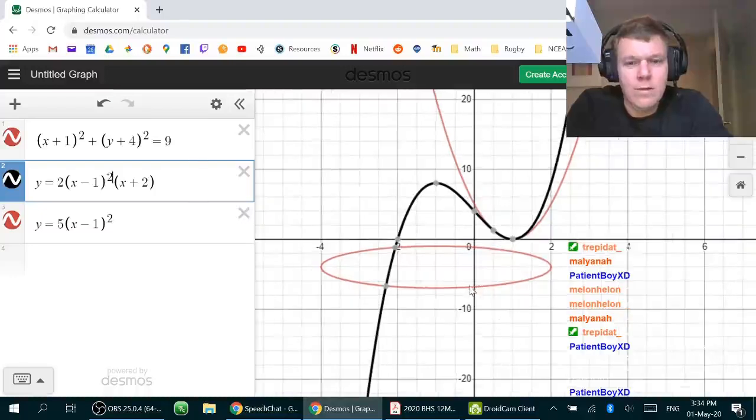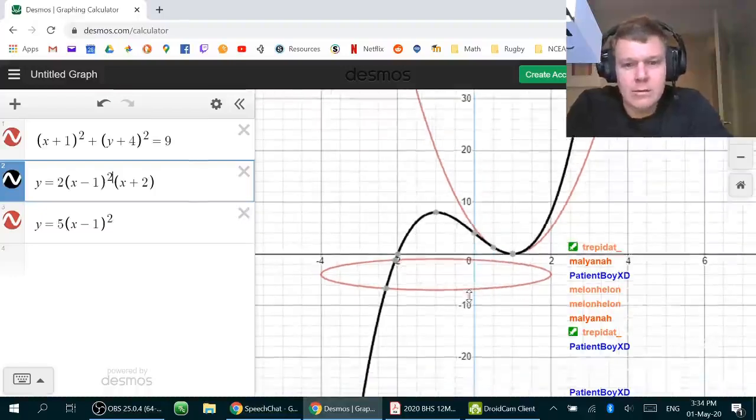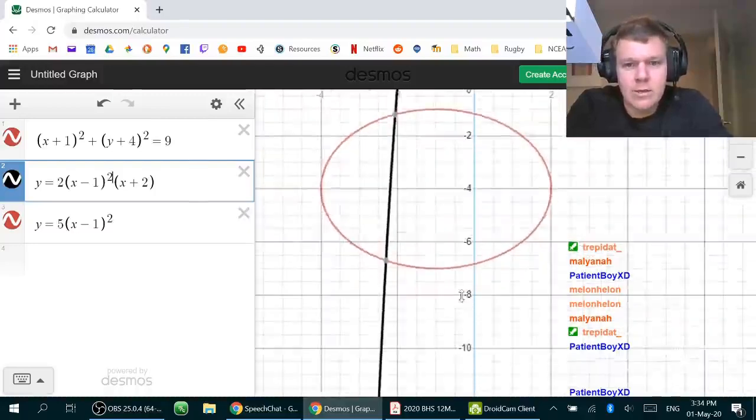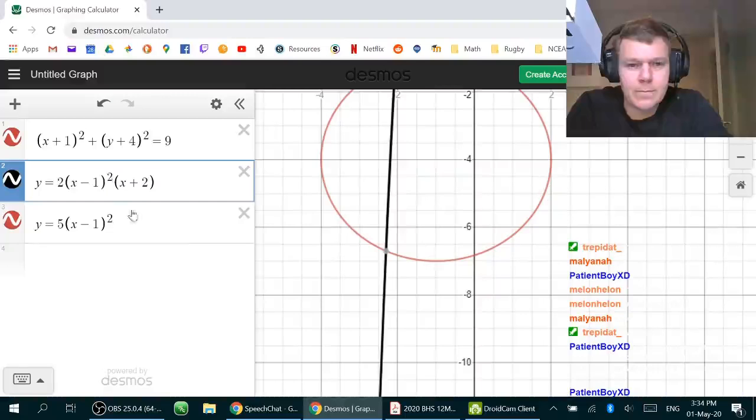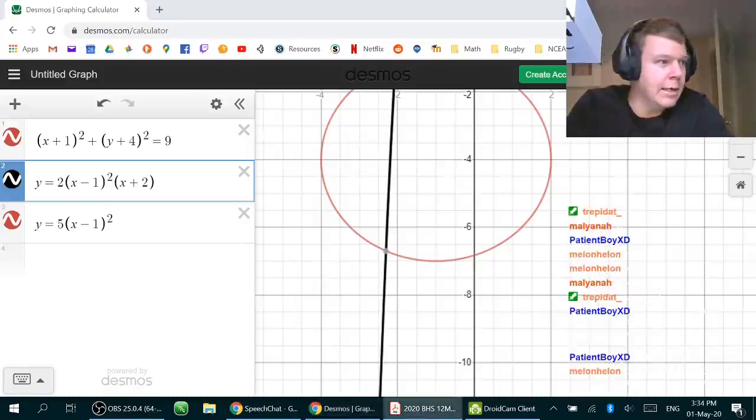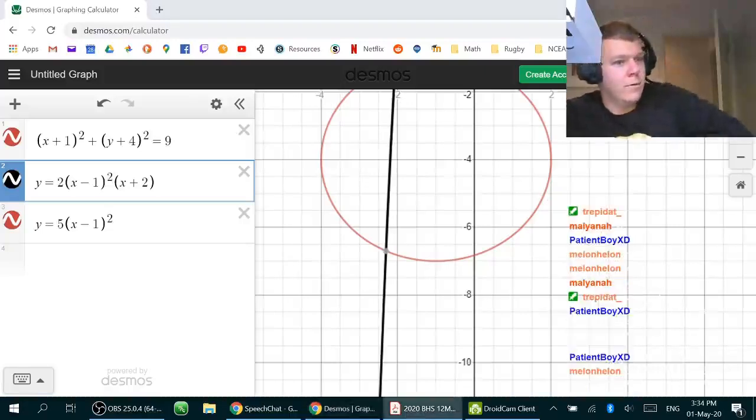What's going on? Oh, right, that's because I've stretched the axis. You can see how that circle has become an ellipse. Alright, so I've basically shown you 1D. Yeah, I can do that, Helen.